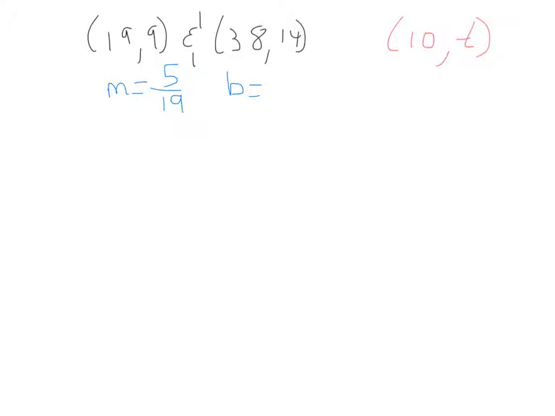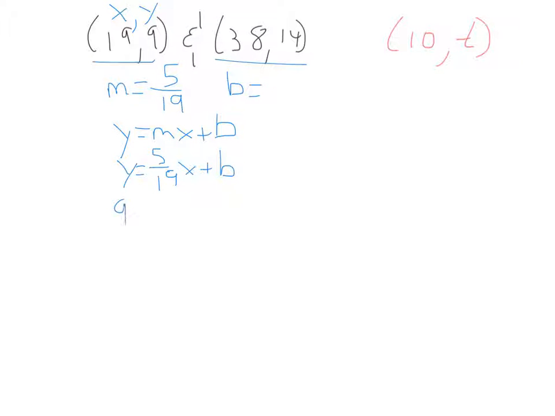One of the ways that we can find b is we can start with the general equation of a line, which is y equals mx plus b. And if we substitute in what we know for the slope, 5 over 19, we can take either one of the points that they gave us as our x and y value, and we can solve for b.